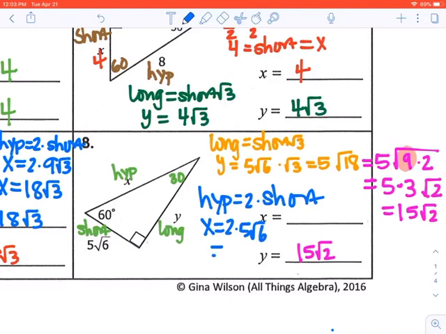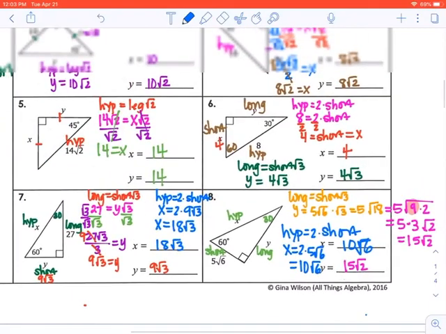And we can just multiply 2 times 5. They're both outside of radicals. We get 10, and then times the rad 6. So this is 10 rad 6. And we are done. We have completed all the problems.